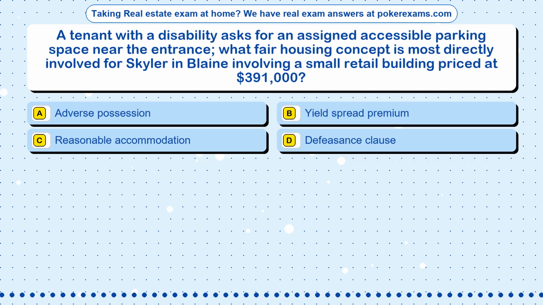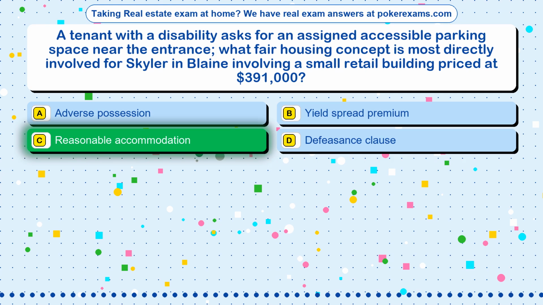Question 91. A tenant with a disability asks for an assigned accessible parking space near the entrance. What fair housing concept is most directly involved for Schuyler and Blaine involving a small retail building priced at $391,000? Option A. Adverse possession. Option B. Yield spread premium. Option C. Reasonable accommodation. Option D. Defeasance clause.